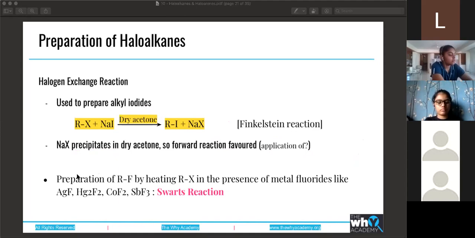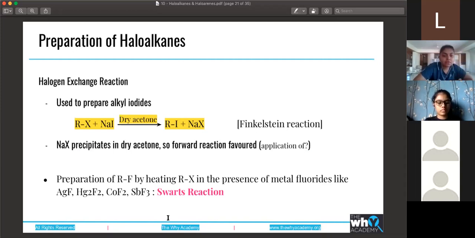All right. Another place where halogen exchange reaction is used is preparation of fluorides by heating RX in the presence of metal fluorides. So you use D block metal fluorides. So you don't use NaF and MgF2 and all. You use silver fluoride, mercury fluoride, cobalt fluoride, and antimony fluoride, SbF3, all of these. So this particular reaction, preparation of fluorides, is called Swarts reaction.